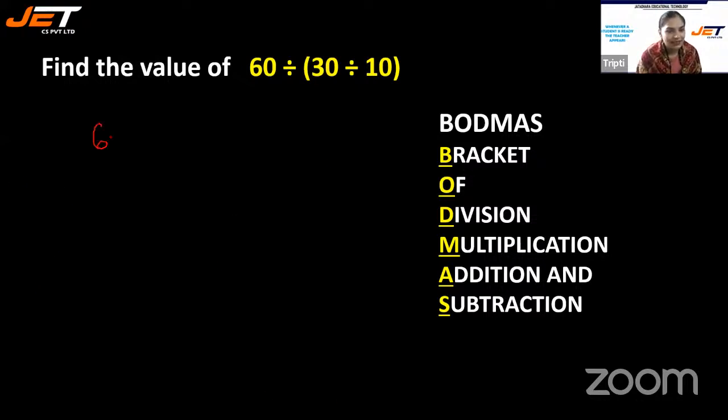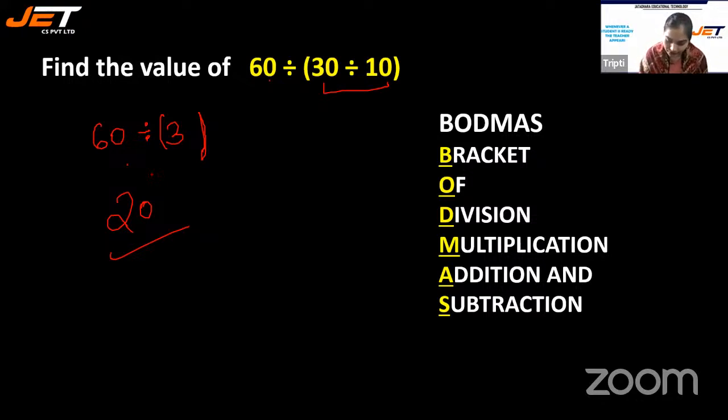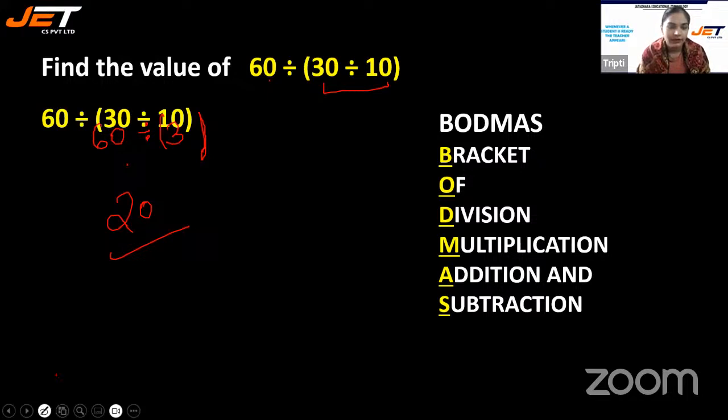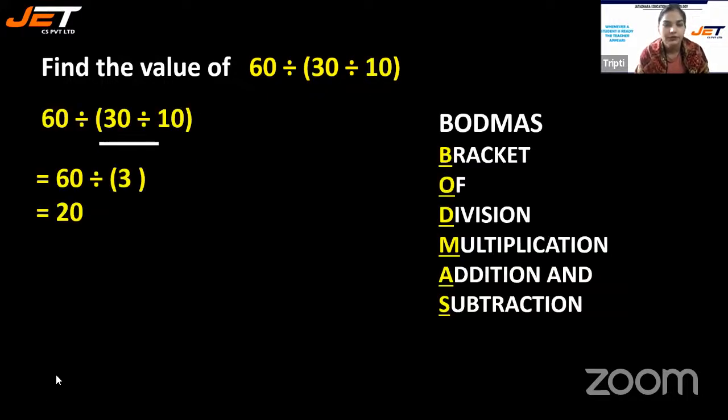So 60 as it is, because that is out of the bracket, we need to solve the brackets first. 30 divided by 10 is 3. 60 divided by 3 is 20. Right answer? Let's recheck. 60 as it is, 30 divided by 10 is 3. 60 divided by 3 is 20. 20 is the answer here. So these questions, again, I'm telling you, are very, very easy. You just need to focus on what's happening, and that's it.